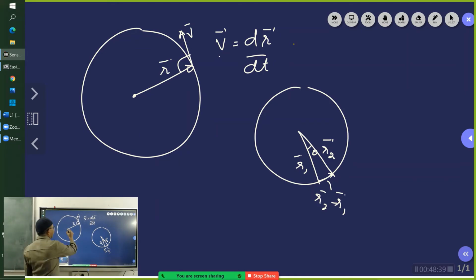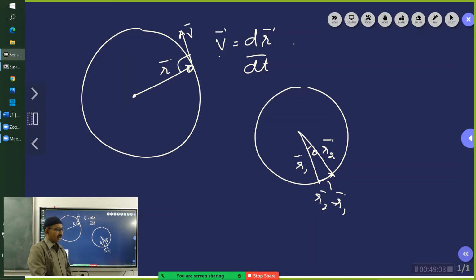But here I am asking you, V bar is equal to dr bar by dt. See, r bar is in this direction, and V bar is in this direction. How? Dr and r bar are different also. Then how can it be true? You justify: how is it right or wrong? If it is right, why is it right? Sir, delta r bar will be r2 bar minus r1 bar.